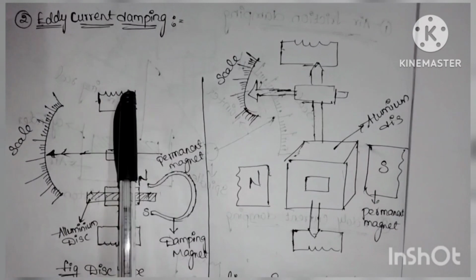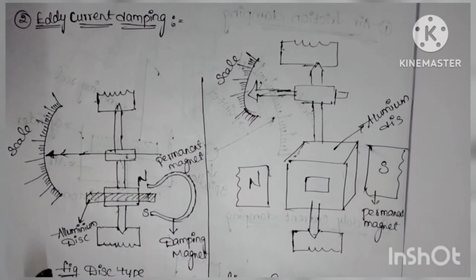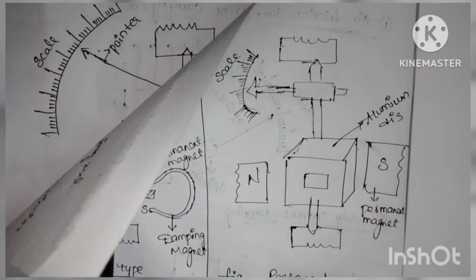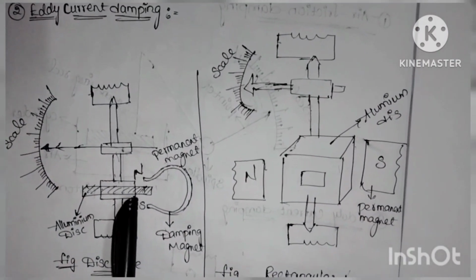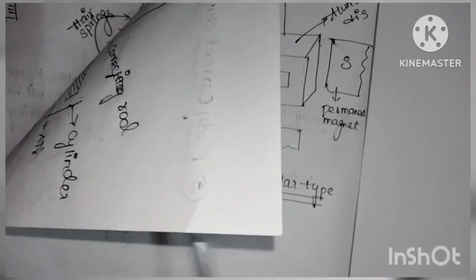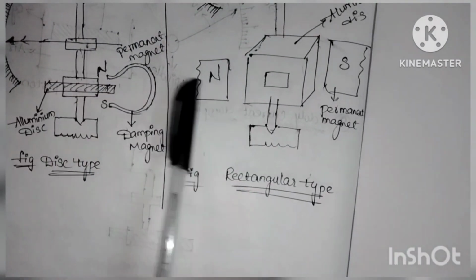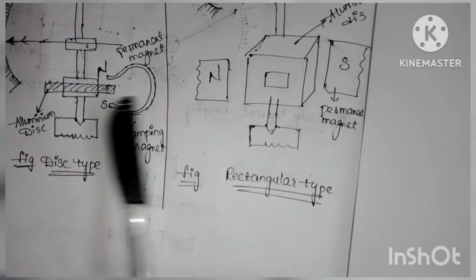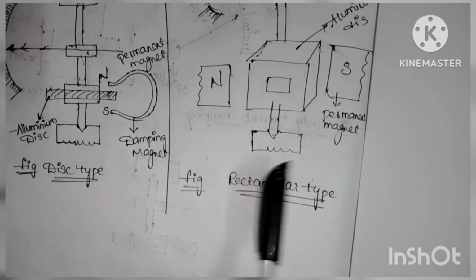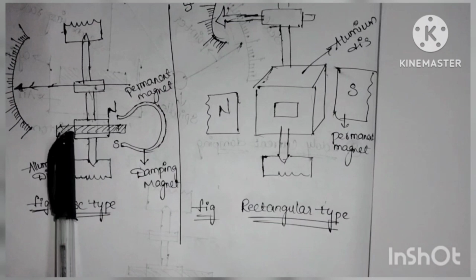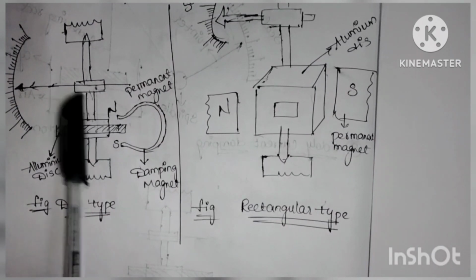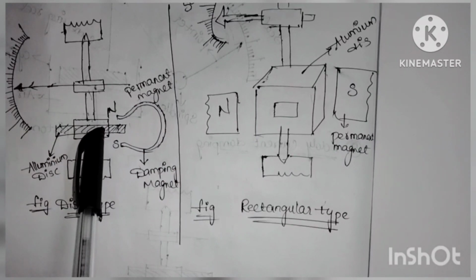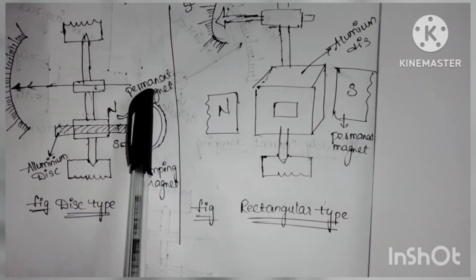Now, what is eddy current damping? Here, two types of instruments are used in eddy current damping. One is the disc type instrument and another one is the rectangular type instrument. Construction is different in both types of instruments, but working is the same. Here, an aluminum disc is placed near the spindle. The disc is made to move in the magnetic field produced by a permanent magnet.